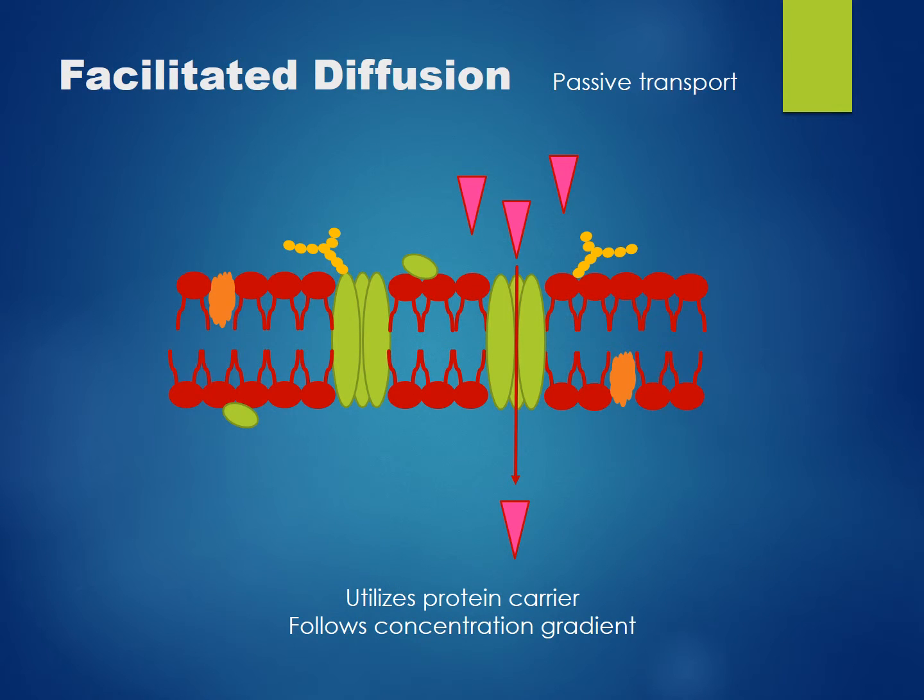Facilitated diffusion follows the concentration gradient and is the movement of molecules from high concentration to low concentration, just like simple diffusion. However, facilitated diffusion requires a carrier protein to transport the solutes across the cell membrane.